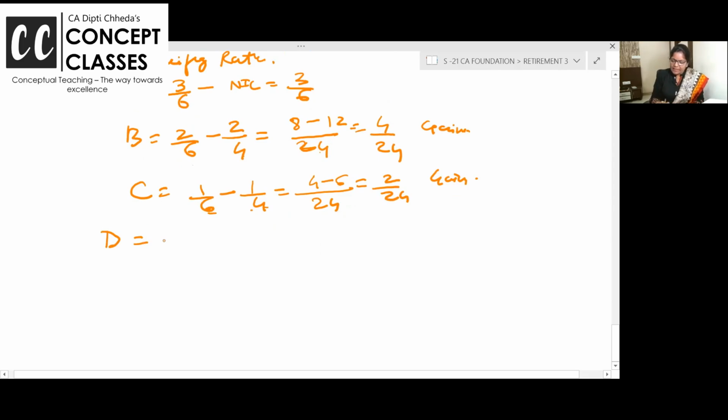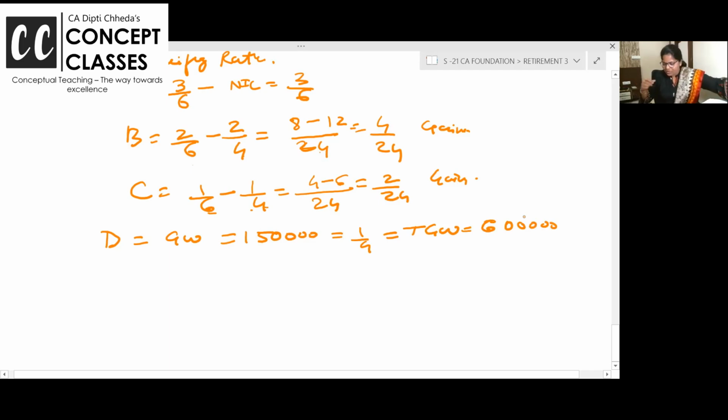D is getting how much goodwill? Read the problem. Read the problem. D got 1,50,000 goodwill for 1/4 share. What is total goodwill? 6 lakh. Anyone in the class is having doubt? D is getting 1,50,000 for 1/4.